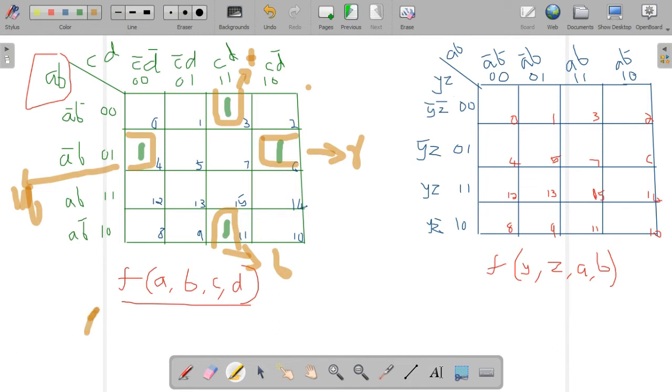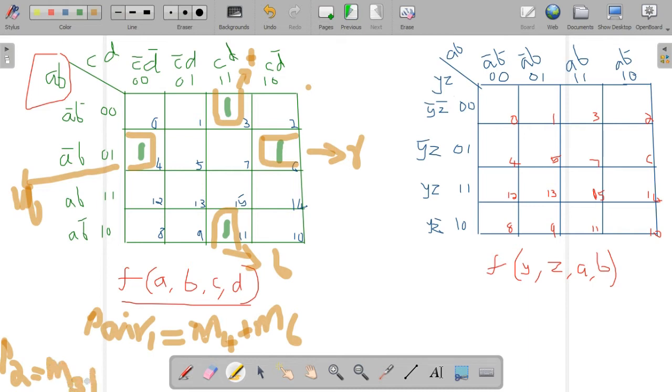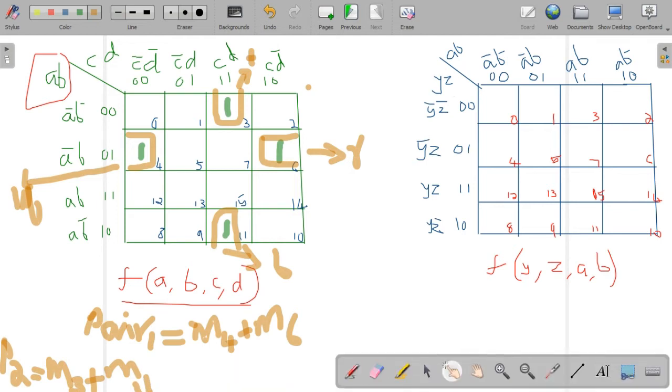How will you write that? Pair 1, pair 2, the same concept you have to write. Pair 1 equals, what is the value? First one, right and left, so M4 plus M6. Next, what is the second pair? Pair 2, writing as P2. Pair 2 equals, which are the values? M3 plus M11. The remaining you all know how to write and how to reduce the values, is it? In that way you should do it.